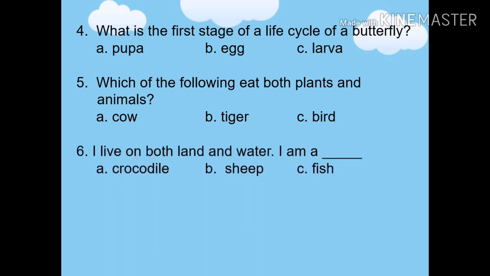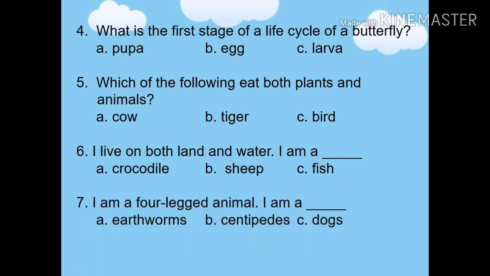Number 6. I live on both land and water. I am A. Crocodile, B. Ship, or letter C. Fish. Again, I live on both land and water. I am A. Crocodile, B. Ship, or letter C. Fish.